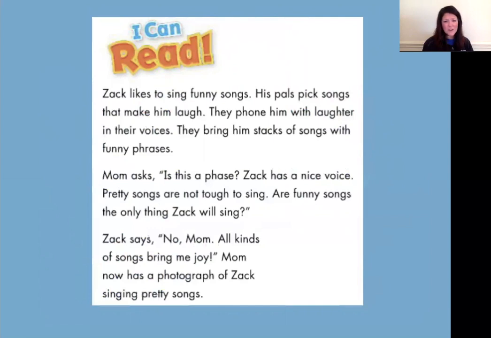Pretty songs are not tough to sing. Are funny songs the only thing Zach will sing?" Zach says, "No, Mom, all kinds of songs bring me joy." Mom now has a photograph of Zach singing pretty songs.